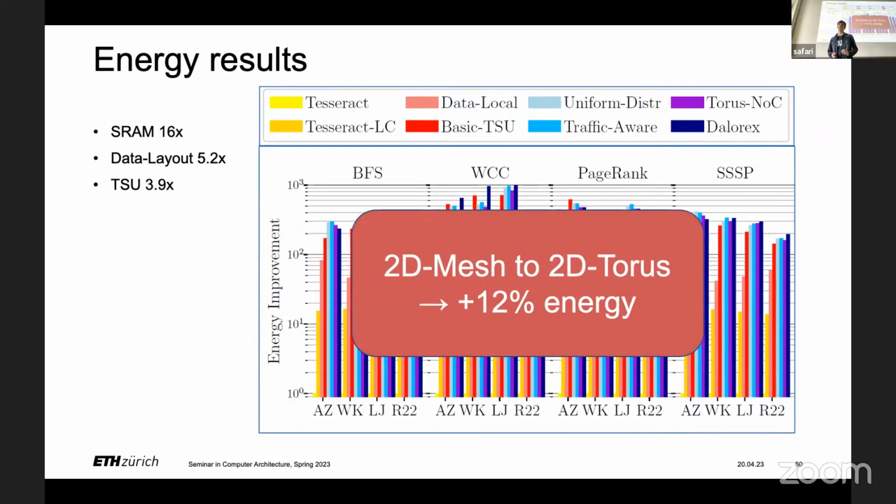From these results, you can actually see that using a torus network instead of a mesh one, you are going to spend more energy. It is roughly 12% more energy. This is obviously not a good thing, but if you remember the performance improvement of the previous slide, you can just say that it is an acceptable trade-off to have.